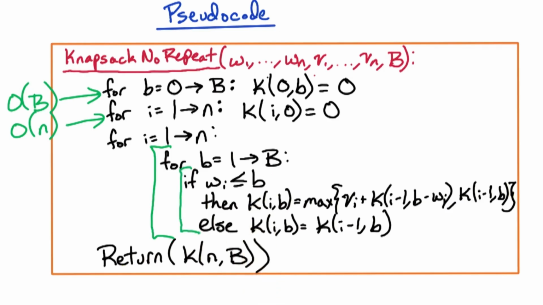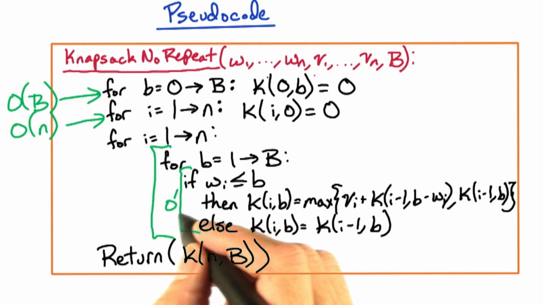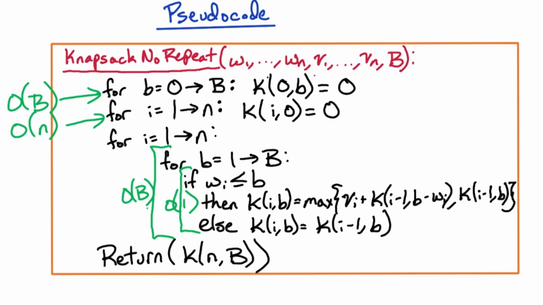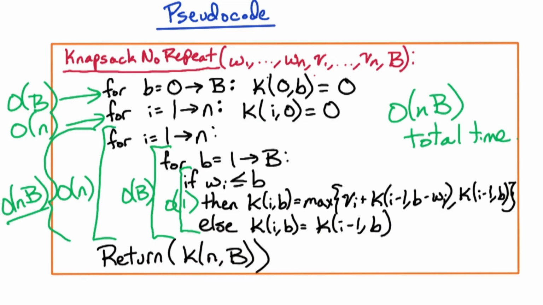And then within these nested for loops is an if-then-else statement, which is going to be order one time. This one is order capital B. This outer loop is of size order n. So the total runtime of these nested for loops is order n times capital B. So the total runtime is order n times capital B. That completes the algorithm for the case where objects can be used at most once.